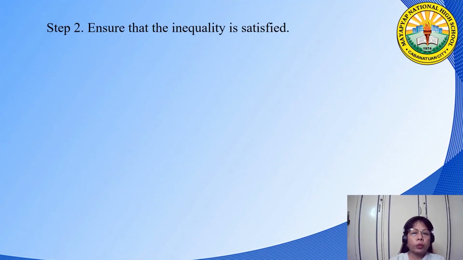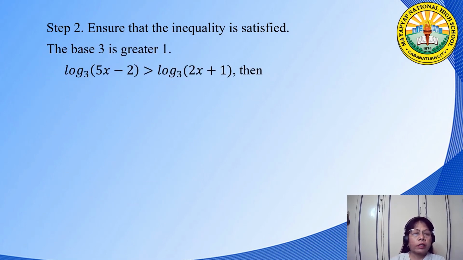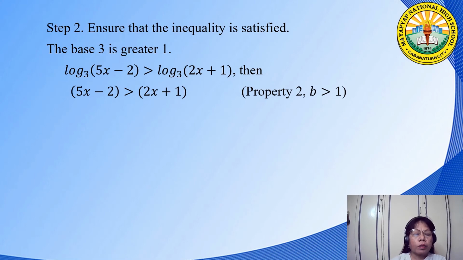Ensure that the inequality is satisfied. The base 3 is greater than 1. So logarithm of quantity 5x minus 2 to the base 3 is greater than logarithm of quantity 2x plus 1 to the base 3. Then same bases, so you apply property 2 where b is greater than 1. So we have 5x minus 2 greater than 2x plus 1.